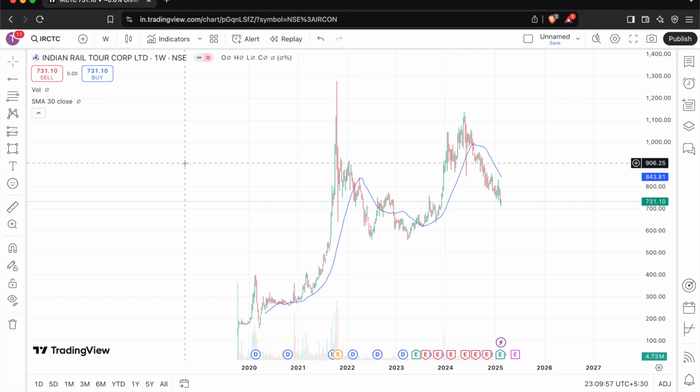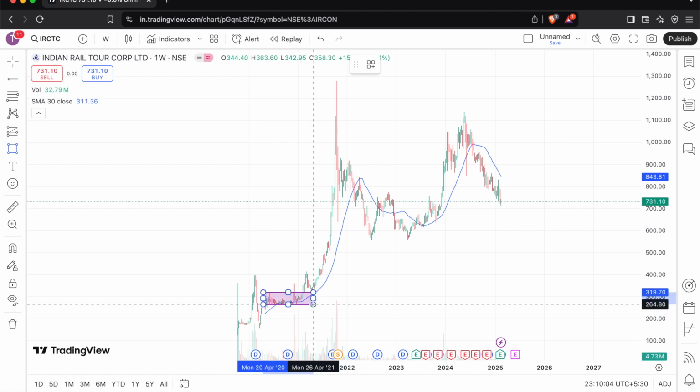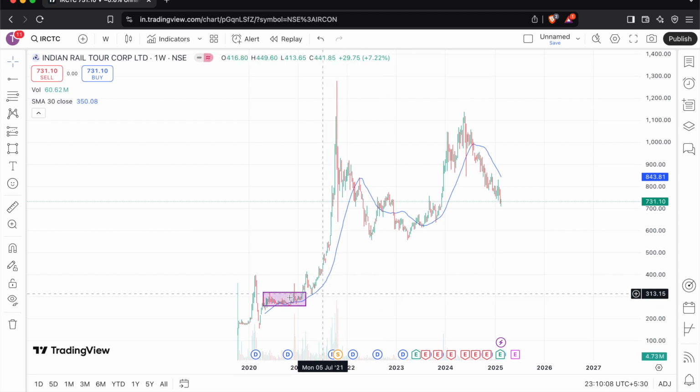Let's look at IRCTC. You can take this as stage 1. Here the breakout happened into stage 2.